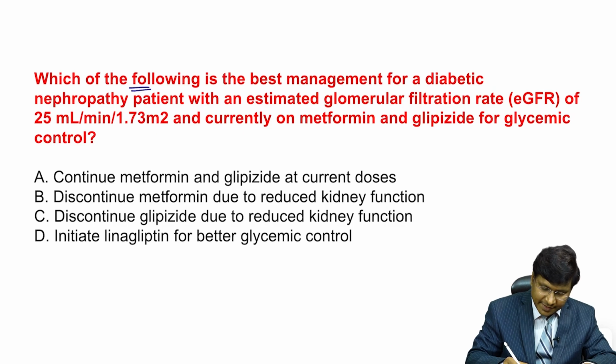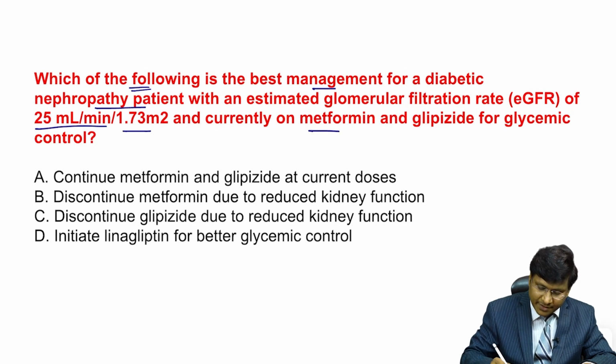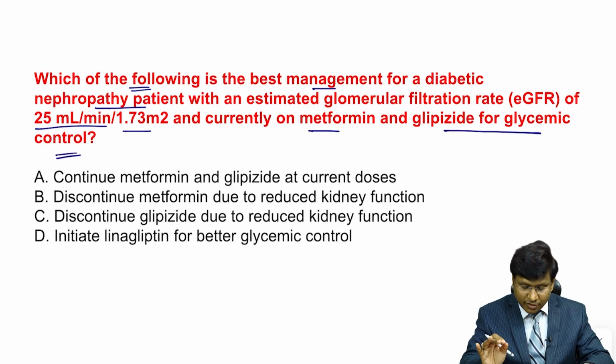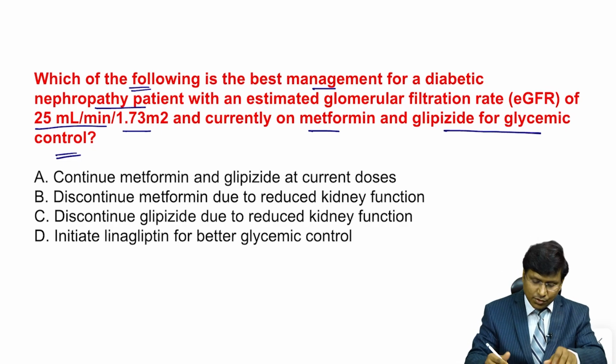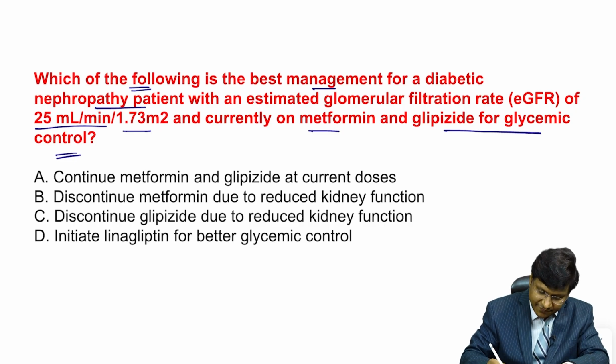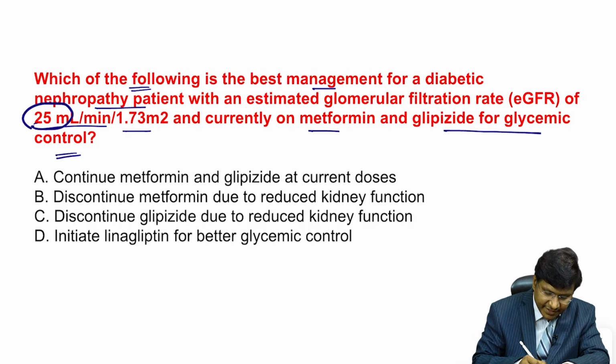Which of the following is the best management for a diabetic nephropathy patient with an estimated GFR of 25 ml per minute per 1.73 meter square, currently on metformin and glipizide for glycemic control? The options are: continue metformin and glipizide at the current doses, discontinue metformin due to reduced kidney function, discontinue glipizide due to reduced kidney function, or initiate linagliptin for better glycemic control. So how much is the estimated GFR? Estimated GFR is 25 ml per minute per 1.73 meter square.